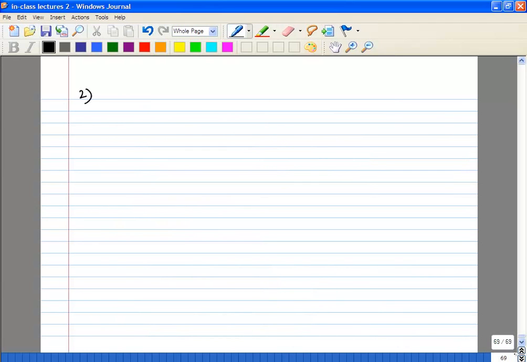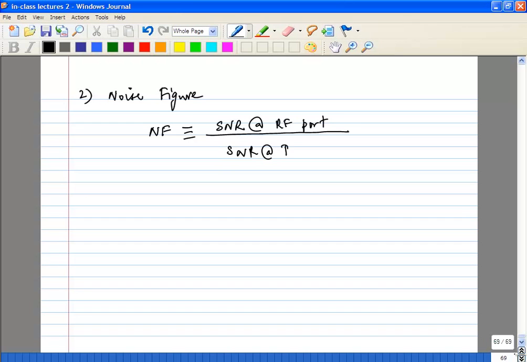Next one is noise figure. What is your noise figure defined as? Remember we looked at the definition, SNR in over SNR out. So it's SNR at the RF port over SNR at the IF port. So that is very easy.